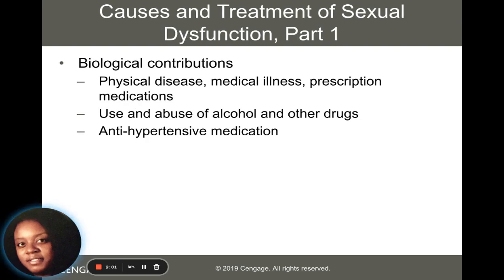So when we think of sexual dysfunctions and what causes these things, we know that there are some biological contributions. It could be disease, medical condition, prescription medications, also using alcohol and other drugs, having anti-hypertension medication as well.